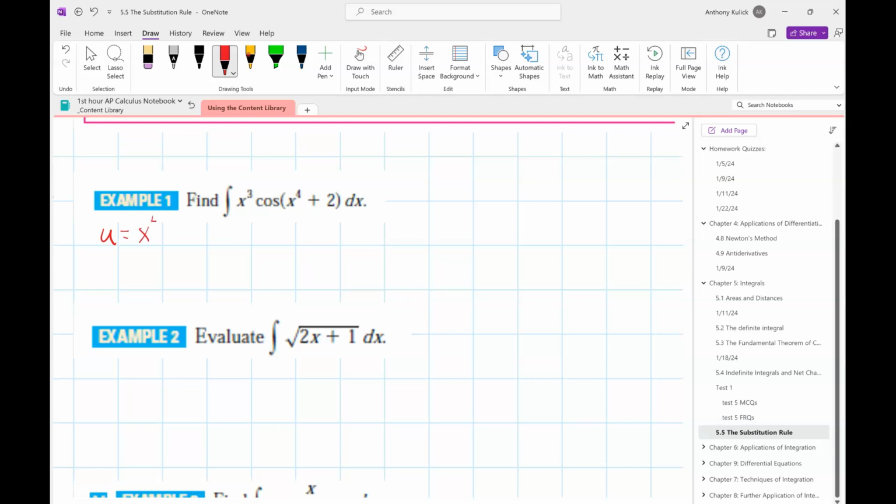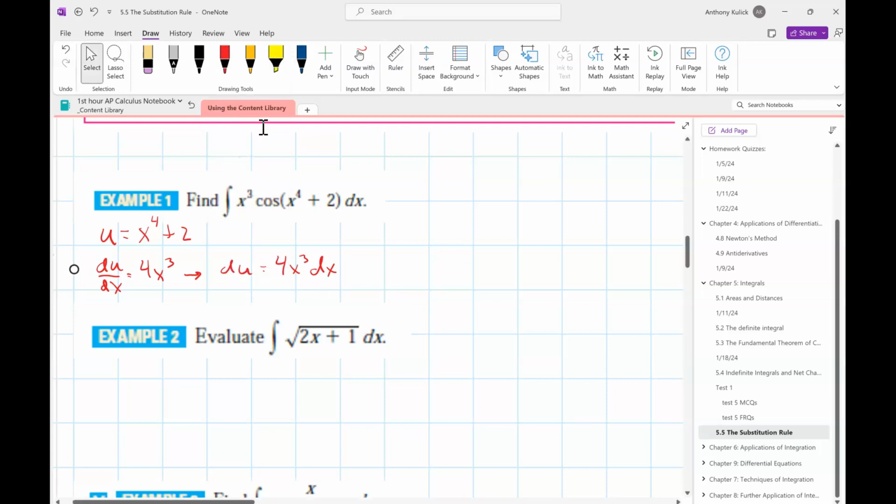Excellent. x to the 4th plus 2. And our du dx is? Okay, so our du is? Now, if I go and look, do I have a 4x to the 3rd dx in my problem? I have x to the 3rd dx, but I don't have the 4. So all I'm going to do is divide both sides of my equation by 4.